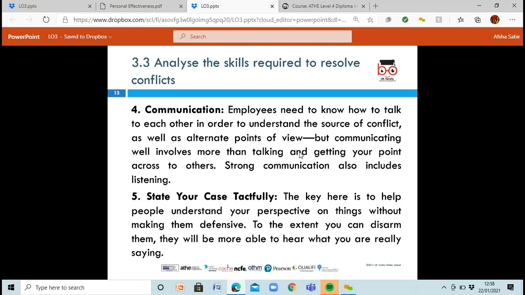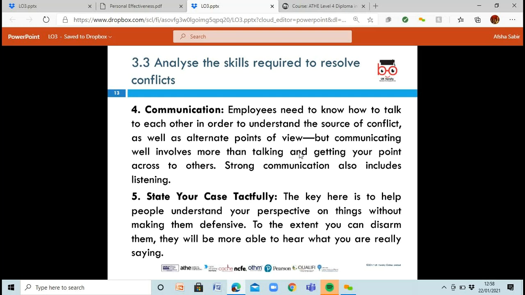And then we've got communication. Everybody needs to be able to talk to each other. So you're talking about what the conflict is, why it happened, and how you can get it sorted out. Strong communication is talking to each other, but part of communication that people forget about is you need to actually listen as well.